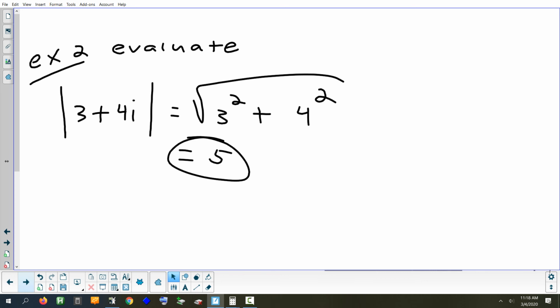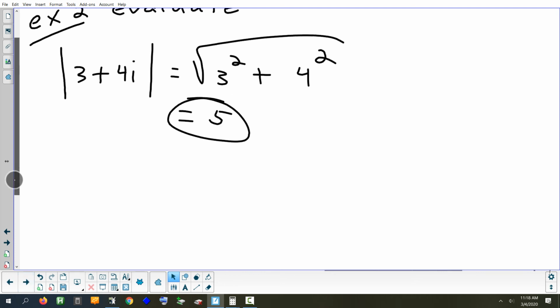So absolute value of a complex number is the same idea as absolute value of any other number. It's the distance from 0. In this case, the origin. So a little more complicated to find it because it's 2D instead of just on a number line. Questions on that?